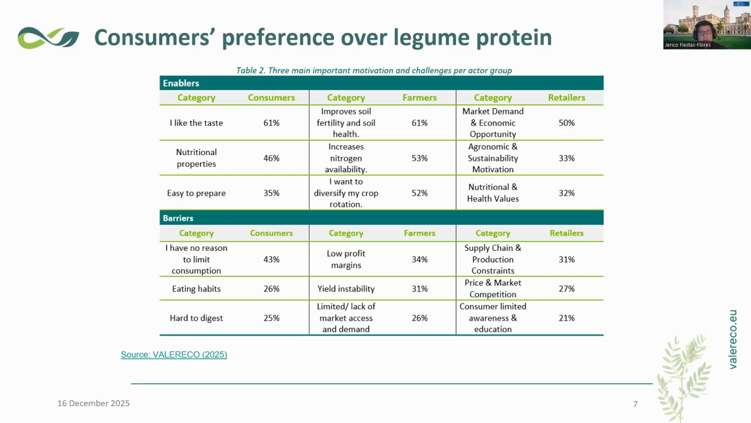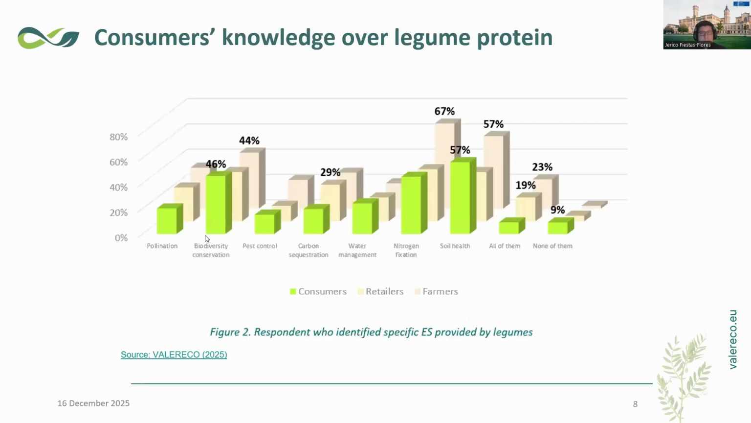So we now have an overview of the barriers and enablers of legumes, and we also wanted to know how much our participants knew about the ecosystem services provided by legumes. And we found that the overall knowledge is not as uneven as we expected. Consumers are aware of the soil health benefits and the biodiversity conservation provided by the crops, while retailers are more aware of carbon concentration.